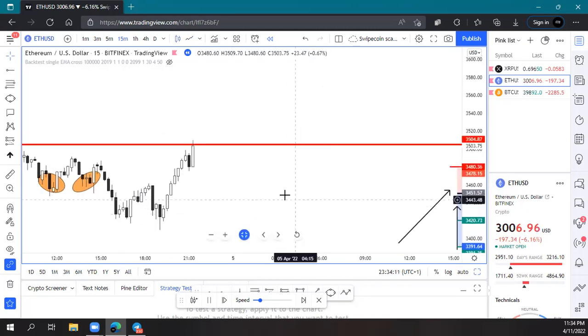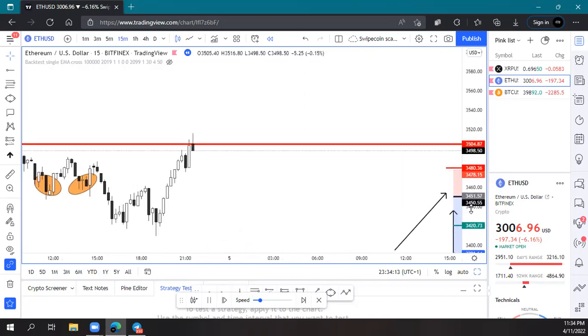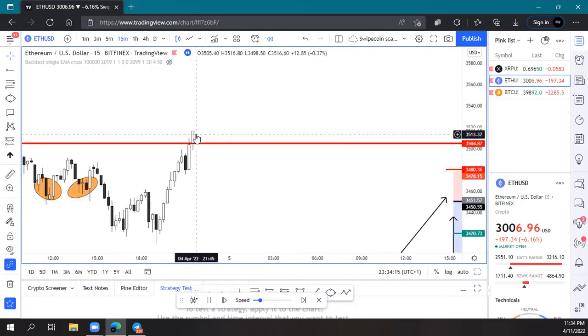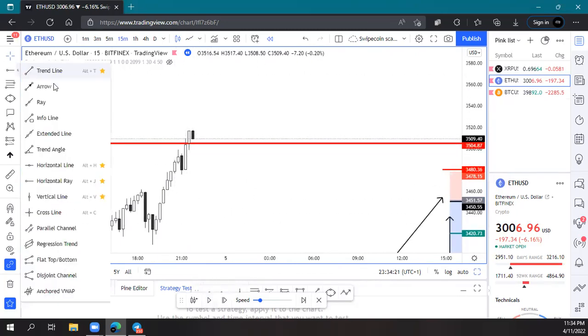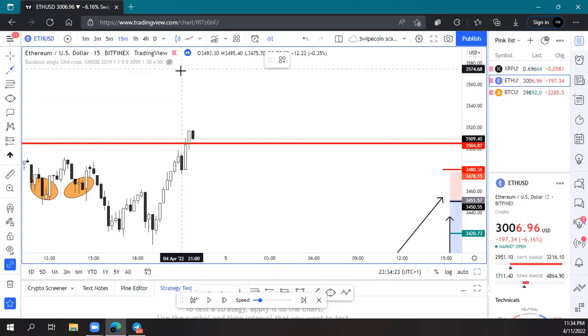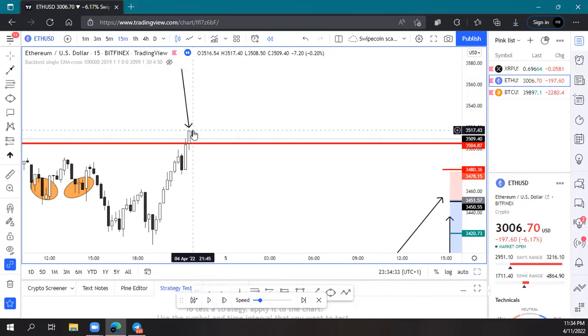I'm looking for break and close, right? Don't be tempted to rush in. You must see the candle close above. Exactly. Look at this candle. See what happened right here. This candle broke and closed above, right? So I'm entering a buy on this next candle.